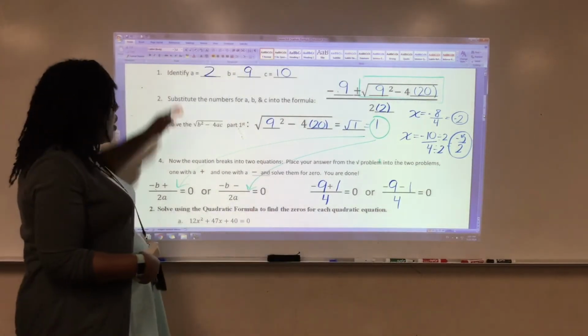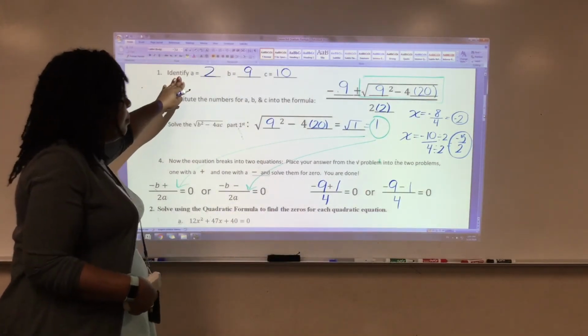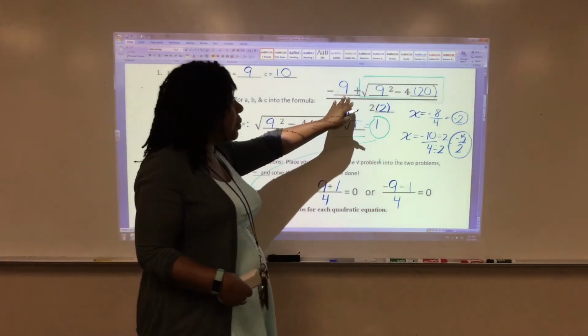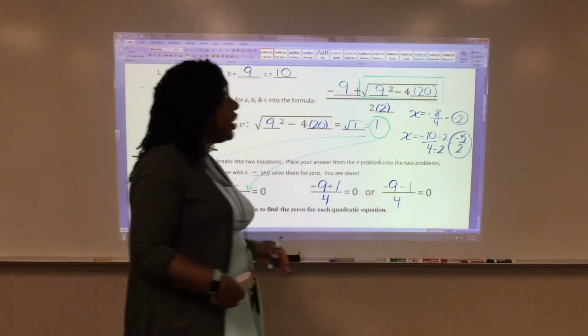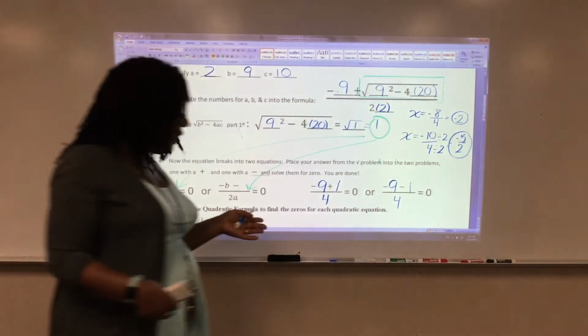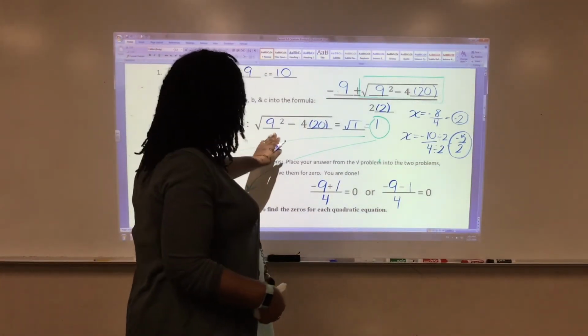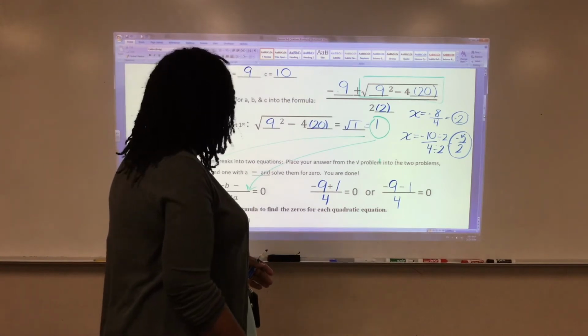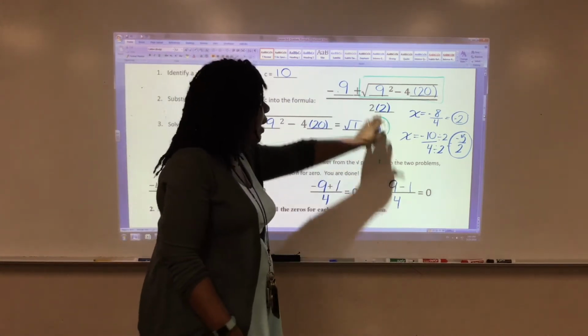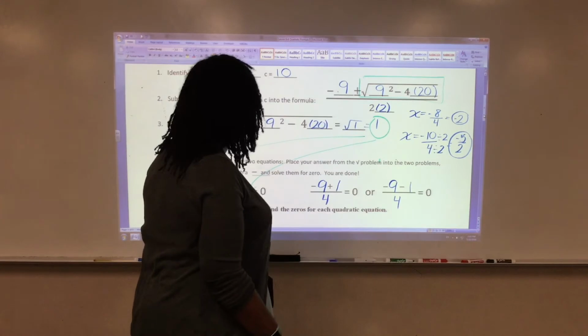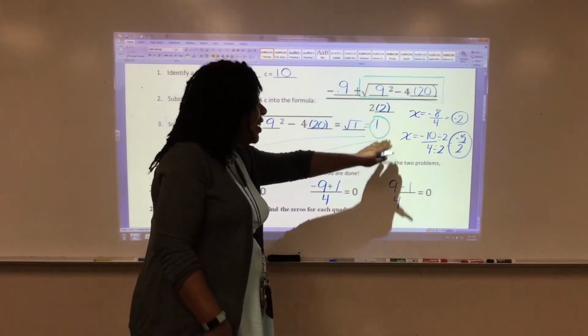So again, identify A, B, and C. You're going to substitute A, B, and C into that quadratic formula, and the formula will be given. And once we do that, step 3 is all about simplifying the radical. After we simplify our radical, that radical is now replaced with whatever you get in step 3.